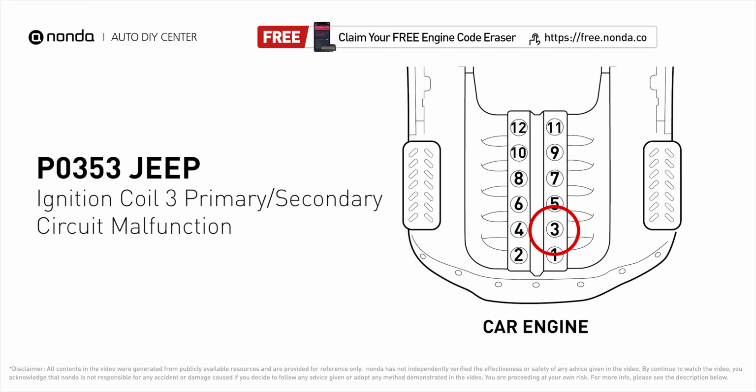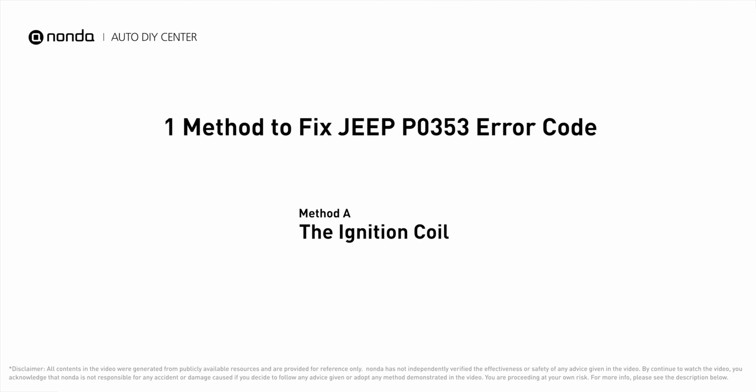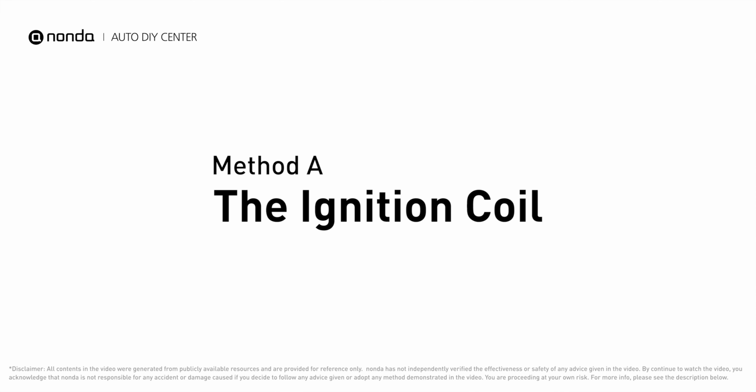It indicates that the Powertrain Control Module has detected a malfunction in the circuit of the engine's ignition coil at cylinder number 3. Here are one of the most practical solutions to fix JEEP's P0353 error code. Method A, the ignition coil.